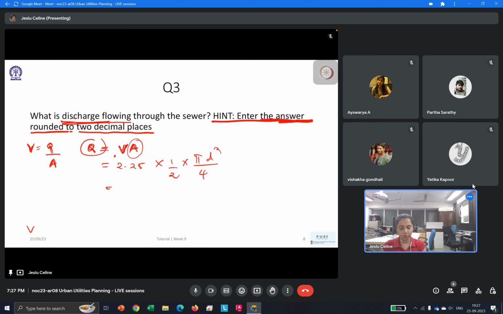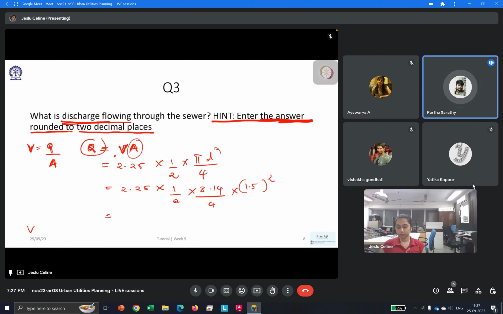Where d is equal to 1.5. So you can just put this in: 3.14 divided by 4 into 1.5 the whole square. So how much does that work out to? 0.49 meter cube per second. Okay, can you check once more? Maybe something is going on. 1.98. That is the correct answer.